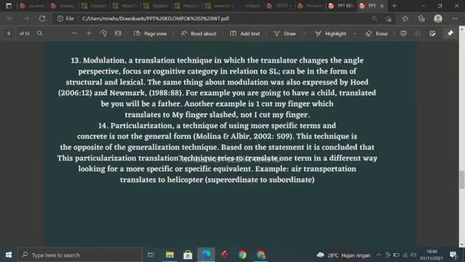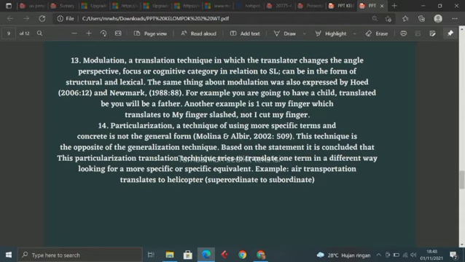The next type is particularization. It is a technique of using more specific or concrete terms, not a general form. It is according to Molina and Albir, 2002, on page 509. This technique is the opposite of the generalization technique.